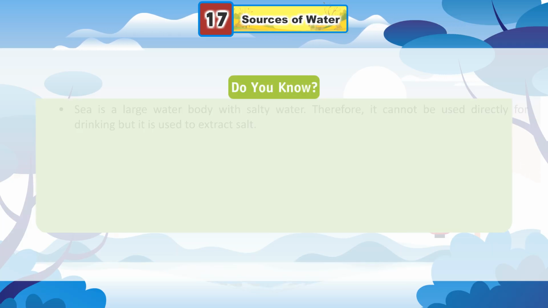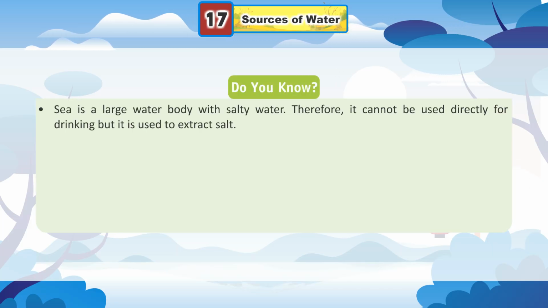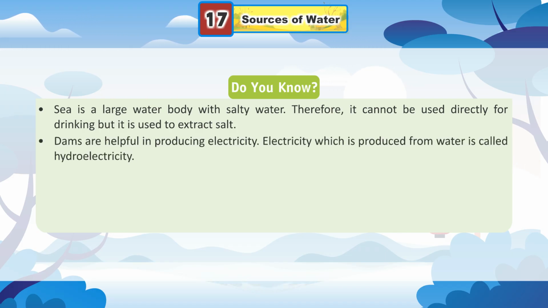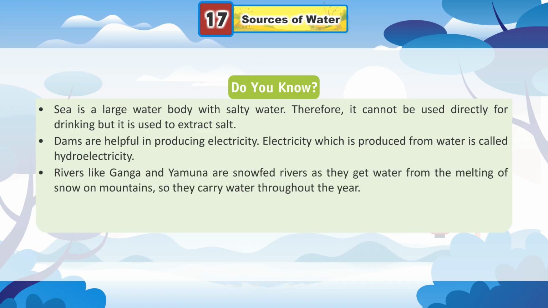Do you know? Sea is a large water body with salty water. Therefore, it cannot be used directly for drinking, but it is used to extract salt. Dams are helpful in producing electricity. Electricity, which is produced from water, is called hydroelectricity.